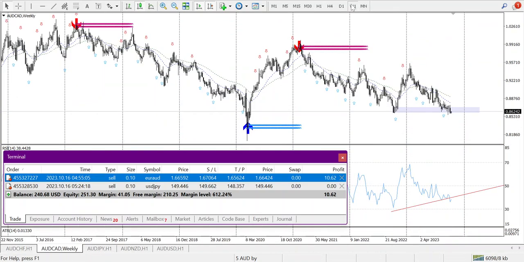Weekly, what happened in the last two weeks? It's going down, it's within the range, it's coming up. I don't know. Let me move this a little more down.